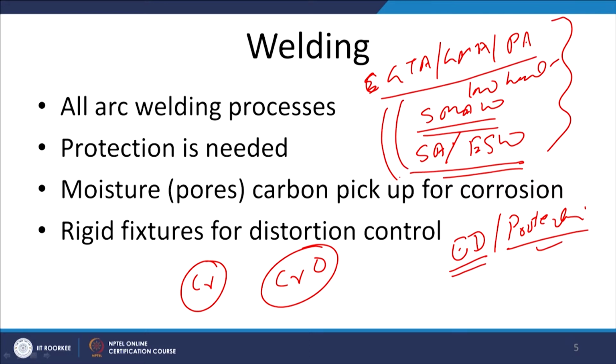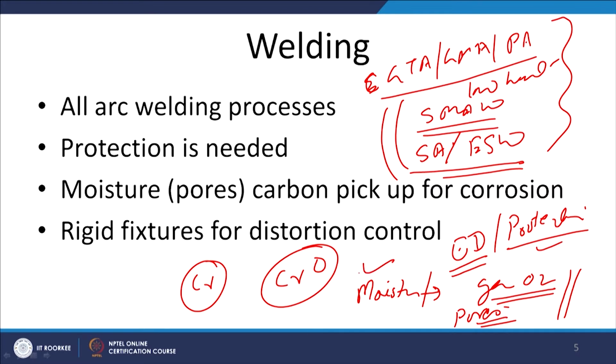And if there is moisture with the flux coatings, or with the flux in case of submerged arc welding, or moisture is present in the coating of the shielded metal arc welding process, then this moisture in the arc environment will provide a lot of gases, oxygen, and these can lead to the development of pores in the weld metal. So, in order to avoid porosity, it is important that the moisture is driven off from the flux as well as coatings to avoid the development of pores.